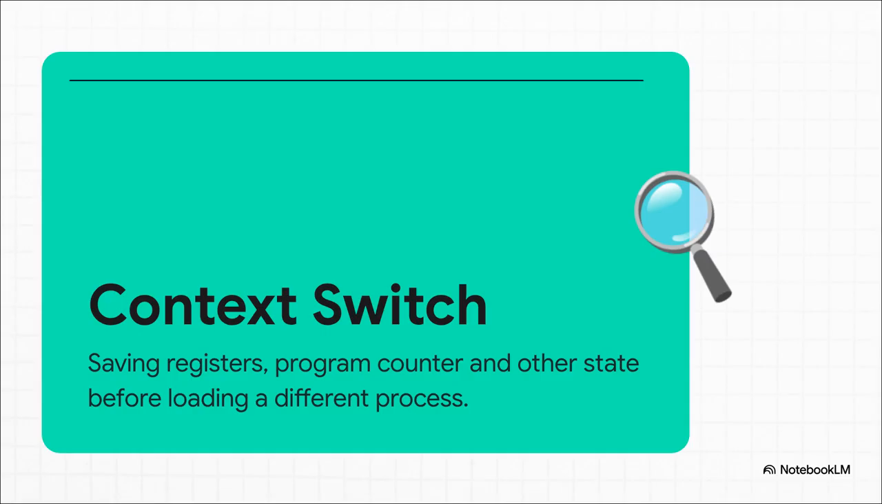If the OS does too many context switches, well, it wastes valuable CPU time just saving and loading states instead of actually getting work done. But on the flip side, if it does too few context switches, your system feels incredibly laggy and unresponsive.